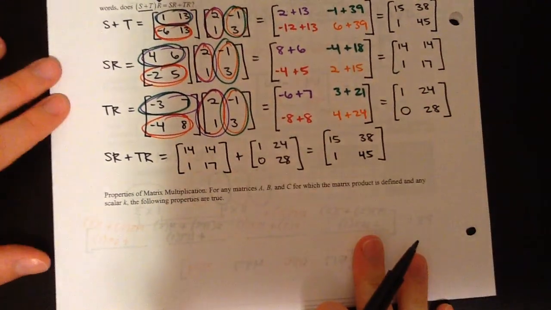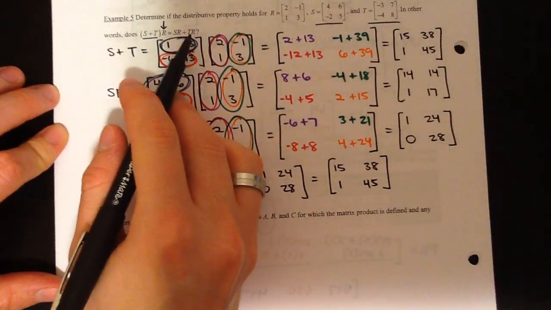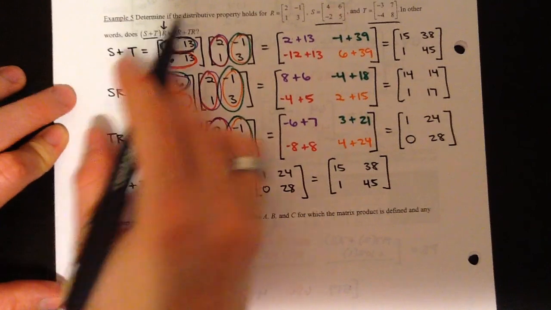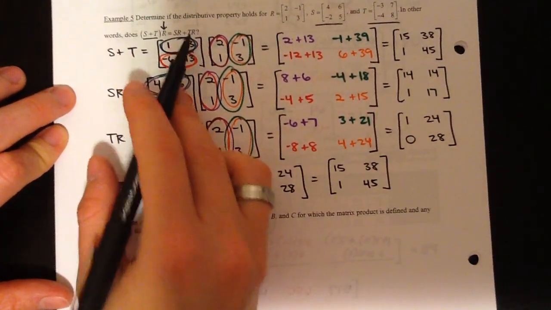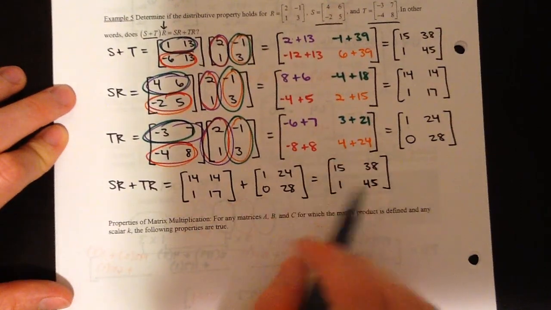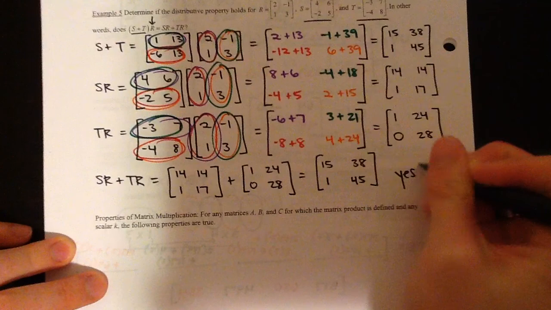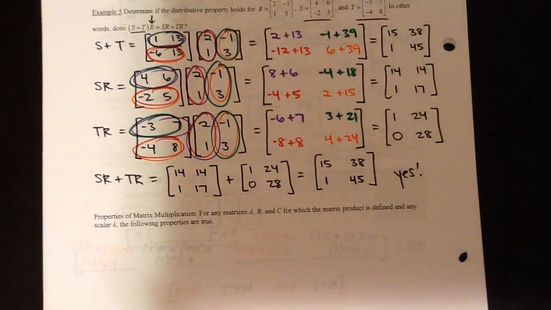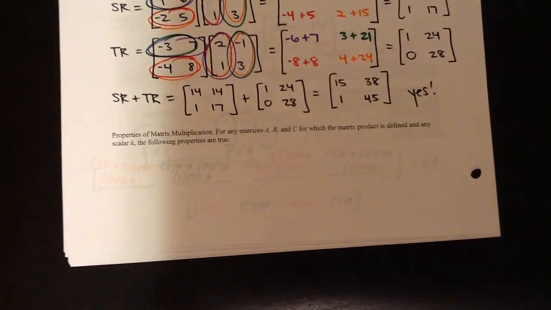Okay, so what we were trying to see is if this equals this. So when I did this, I ended up with this matrix right here. When I did this, a couple steps later, I ended up with this matrix right here. So yes, the distributive property does hold, unlike the commutative property, which did not. So finally, last thing we're going to write down very quickly, because I'm sorry this one went a little long.